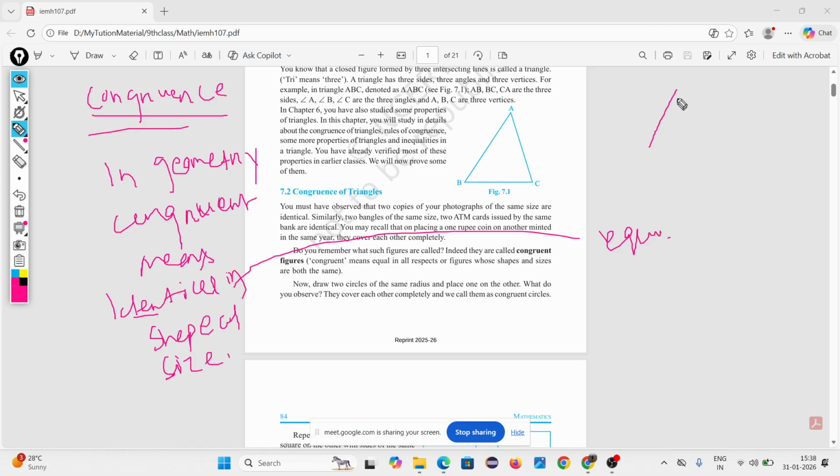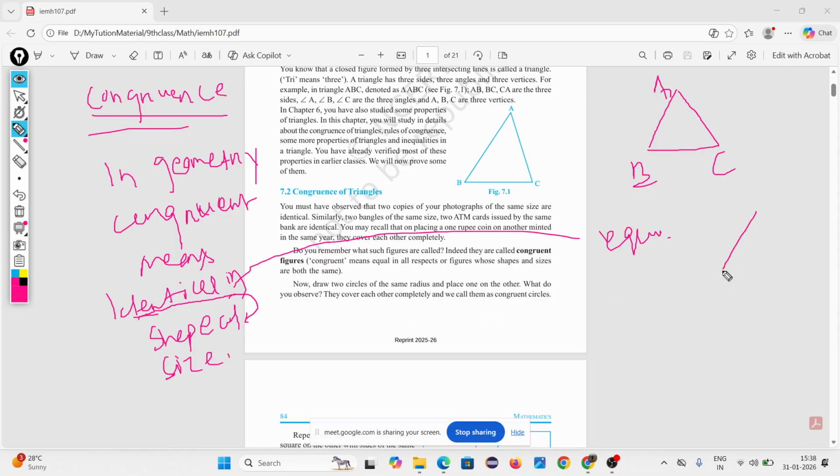Hello, is my voice clear? The light had gone. Look, in geometry, congruency means identical. Identical in which? In shape and size.